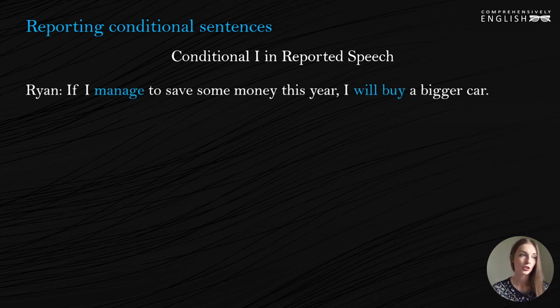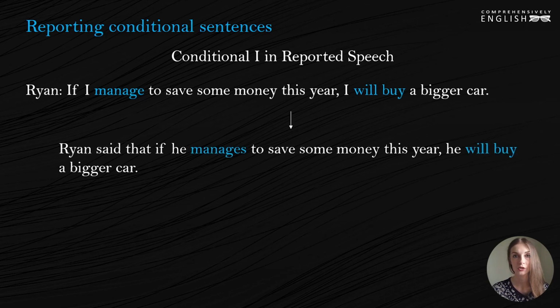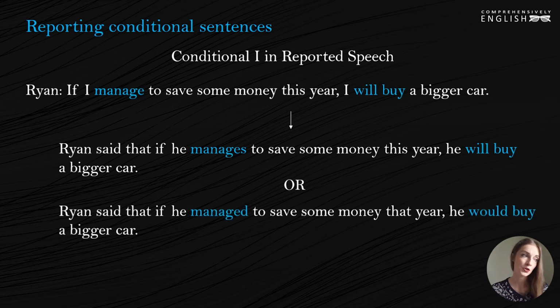Ryan, if I manage to save some money this year, I will buy a bigger car. This conditional sentence can be reported in 2 ways too. Ryan said that if he manages to save some money this year, he will buy a bigger car. And we can also say Ryan said that if he managed to save some money that year, he would buy a bigger car. What do we see here? What's the difference between these 2 sentences?